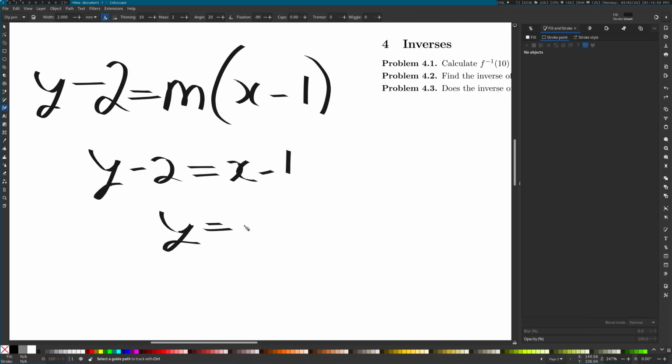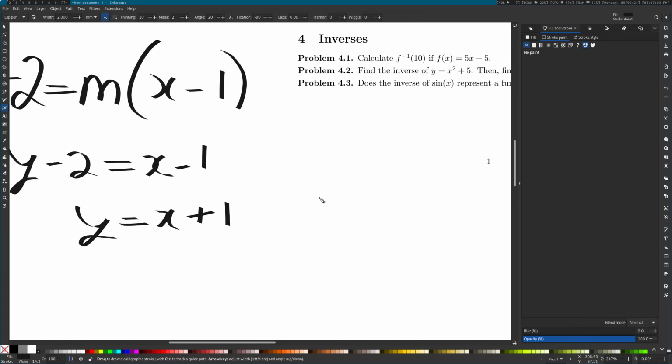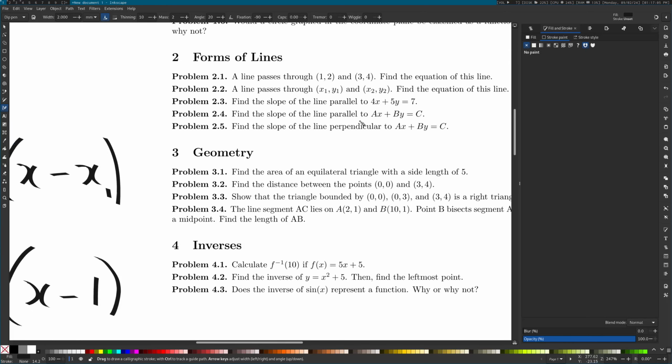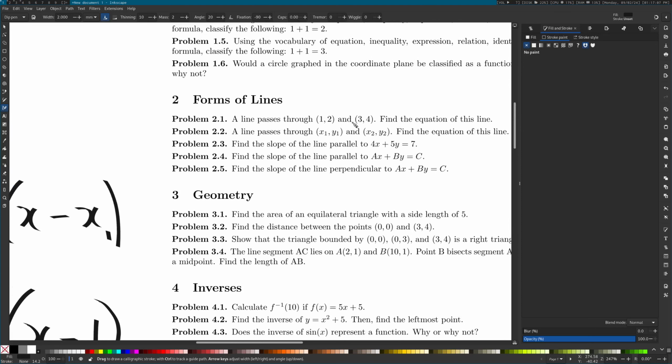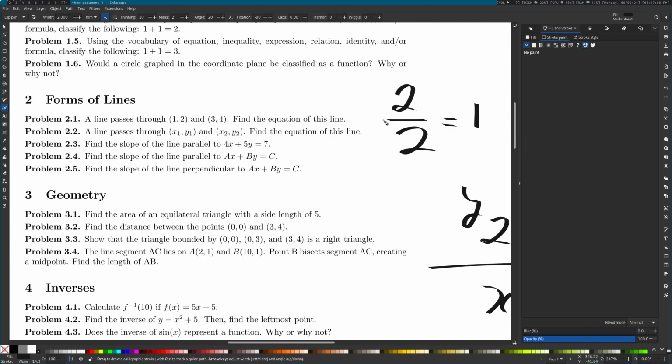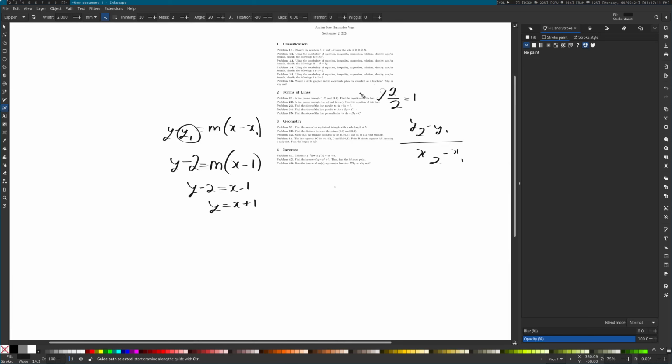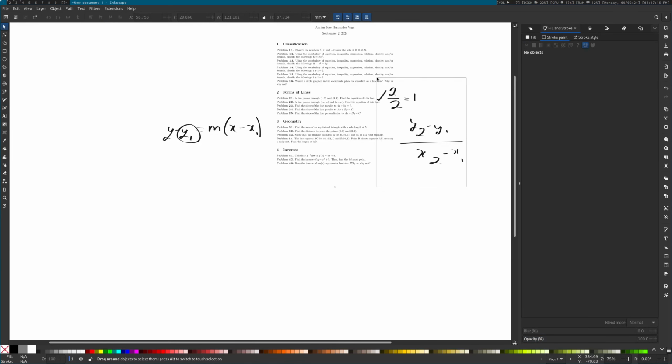So here y is equal to x plus 1. Let's check if it works real quick. Okay, so 1 plus 1 is 2, 3 plus 1 is 4. So we got this one down. Okay, we're going to keep the slope form here. Sorry, slope-intercept form. And let's go on to the next one.